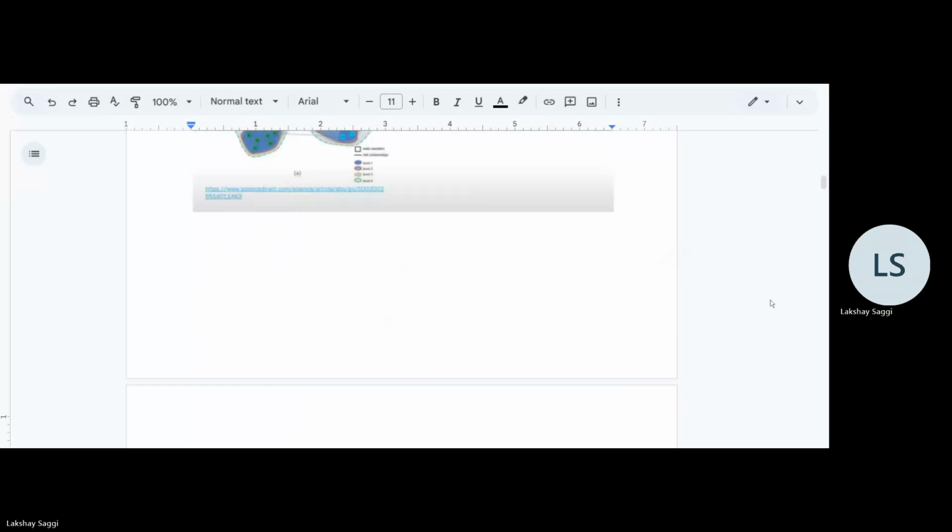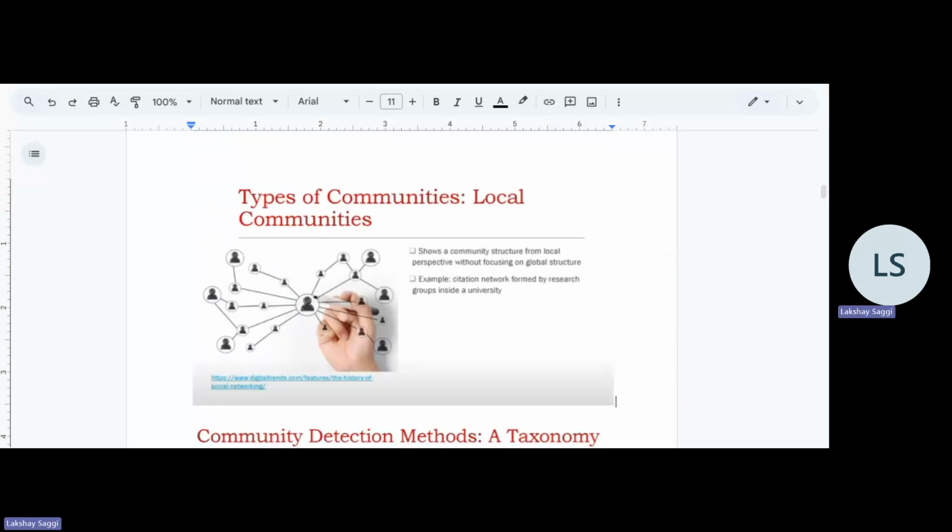Okay. And then there are some other communities which are local communities. And as you may have also gone through in the lectures, the techniques which we'll be discussing are mostly about local community detection. So these are the four kinds of communities, including the local communities. So what are local communities? Local communities just show community structure from a local perspective without focusing on global structure.